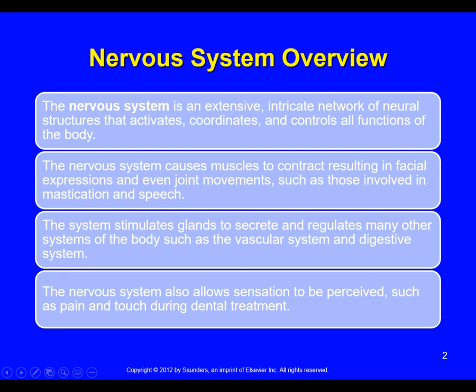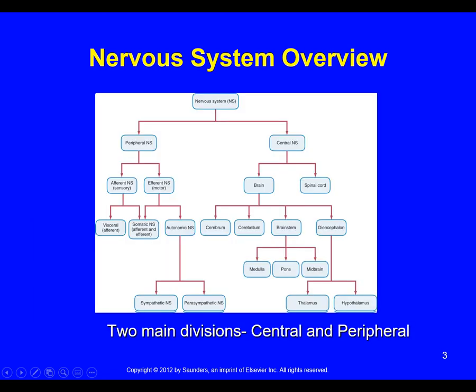The nervous system in general is an extensive network of neural structures that activate, coordinate, and control all functions of the body. It causes muscles to contract, resulting in facial expression and joint movements. We're focusing on the oral cavity and, of course, mastication and speech. So the nervous system stimulates glands to secrete and regulate systems of the body like the vascular system and digestive system. And the nervous system also allows sensation to be perceived, such as pain and touch during dental treatment.